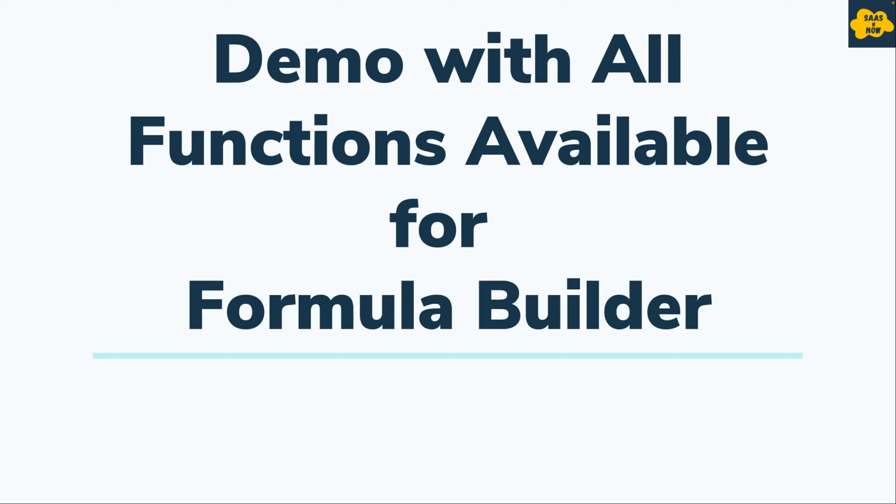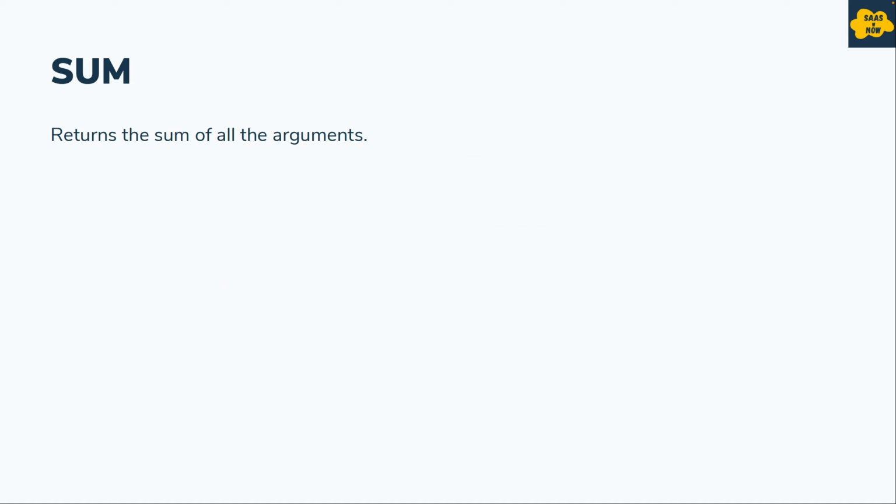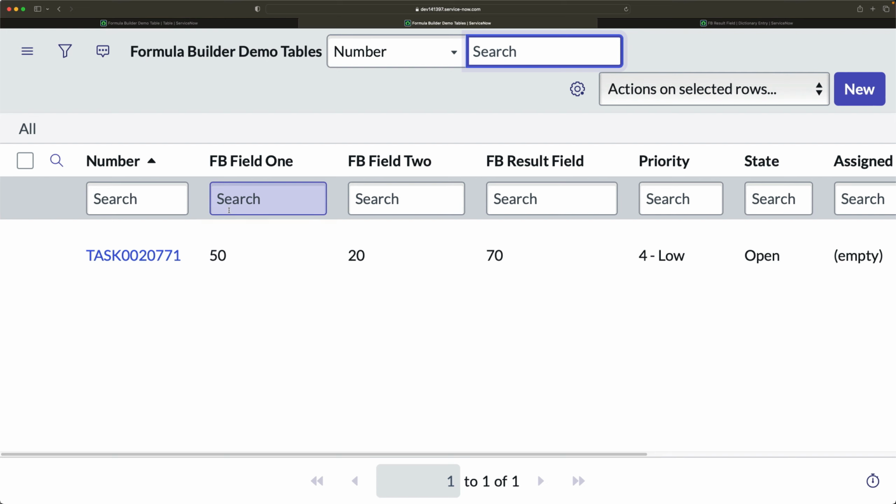Now I will show you how you can use all the other available functions in formula builder for different calculations. Starting with the first function, sum, which we have just seen, it adds the values available in fields and returns the sum of all the arguments. So let's try this again in my instance. As of now, we added values available in 2 fields. Why don't we try with 3 fields?